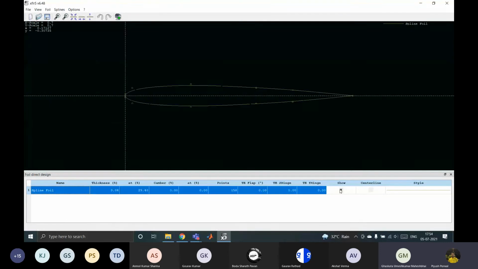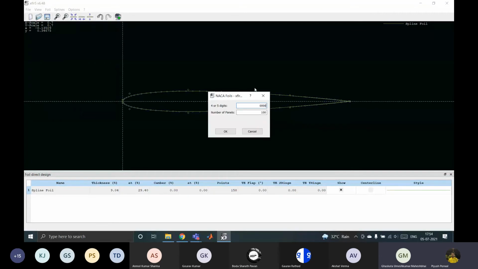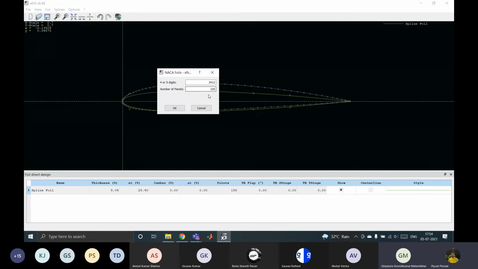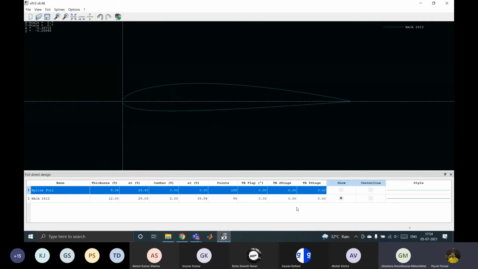There are spline airfoils that already come in this software, and you have the option to select any NACA airfoil of 4 or 5 digits. Let's suppose we design a NACA 2412 airfoil. Choose 2412 here, and then here is the number of panels. The more panels, the more time it will take to analyze, so we will choose around 100 to 150 panels. This is how the NACA 2412 airfoil looks. You can remove the spline airfoil from here.